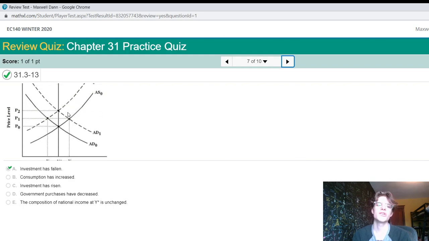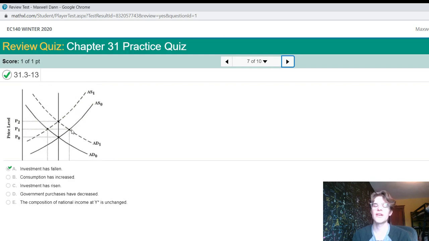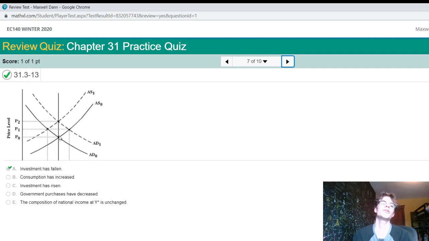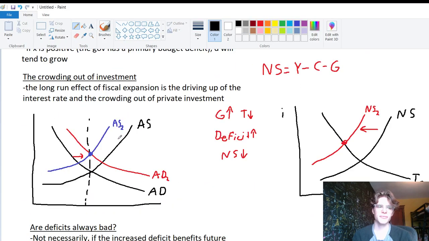So we're going to go to AD1, and then without any government intervention, AS is going to shift up, and we're going to get to this new equilibrium here at P2 and Y star. So what does that look like, though? So we see an expansionary policy of AD2. It goes to AD2, and that's either by G going up or T going down. And that increases our deficit.